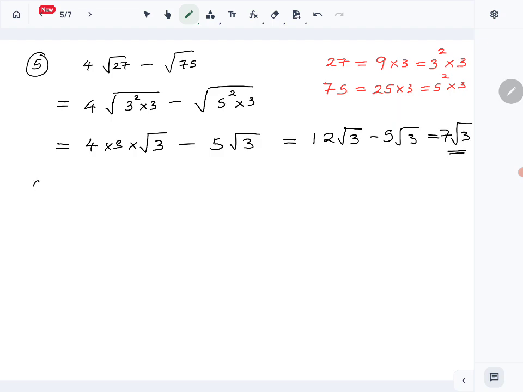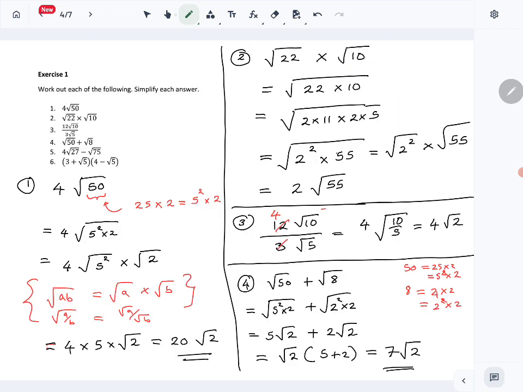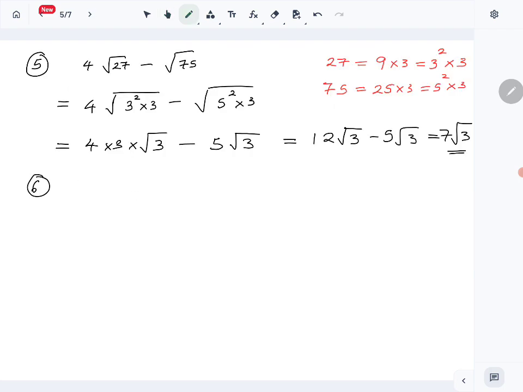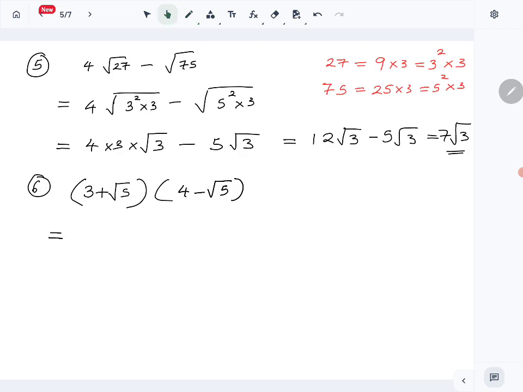Right. So then the last one. Let's see what's the last one. Right. Multiplication. 3 plus square root 5, bracket, 4 minus square root 5. So get rid of brackets. First 3 times 4 is 12. Then 3 times square root 5. So it's minus square root 5. So minus 3 square root 5.